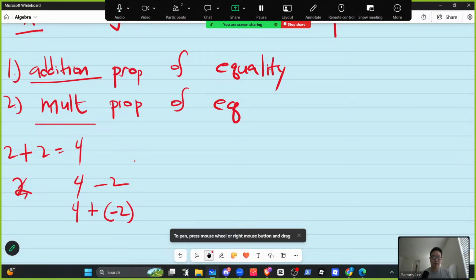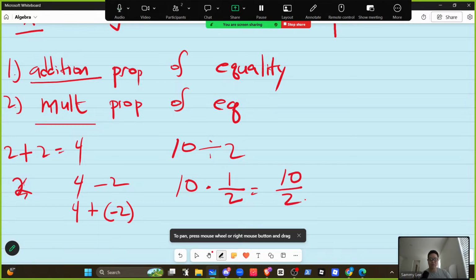A division problem can be rewritten as a multiplication problem. So let's say I have something like 10, and that's being divided by 2. Well, as a multiplication problem, this would be 10 times what? It'd be 10 times 1 half. Because what happens when I multiply 10 and 1 half? It becomes 10 over 2. Okay? It's the exact same thing as a division problem. That's how division and multiplication are related.